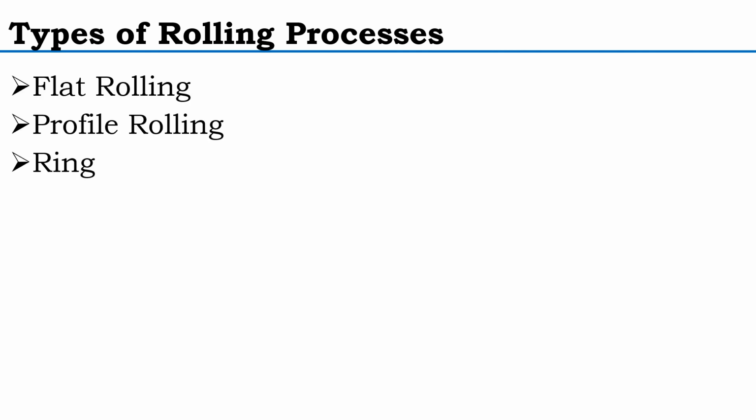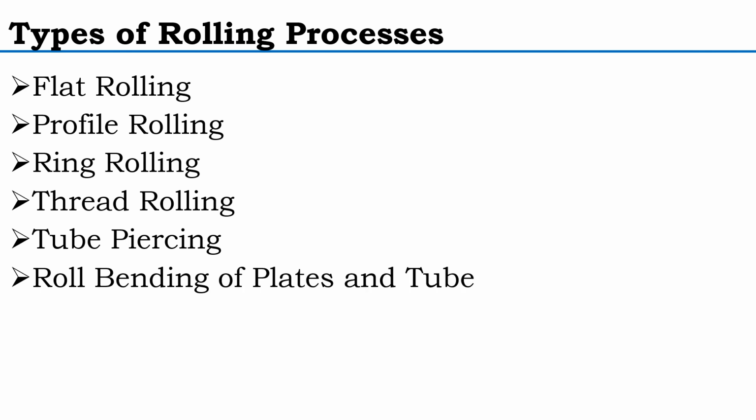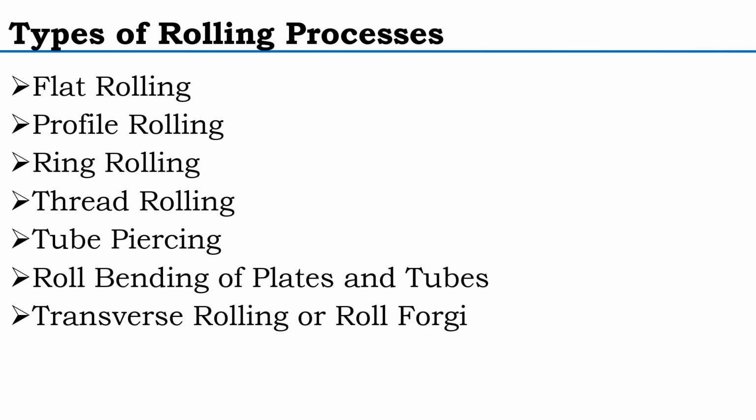Types of rolling processes. Based on the geometry of the products, rolling processes are of the following types: flat rolling, profile rolling, ring rolling, thread rolling, tube piercing, roll bending of plates and tubes, transverse rolling or roll forging, skew rolling.